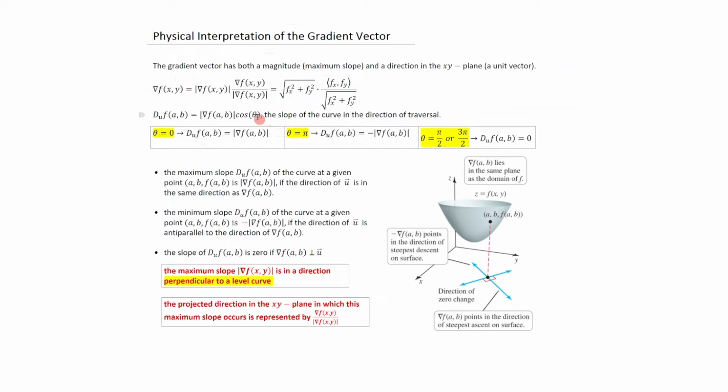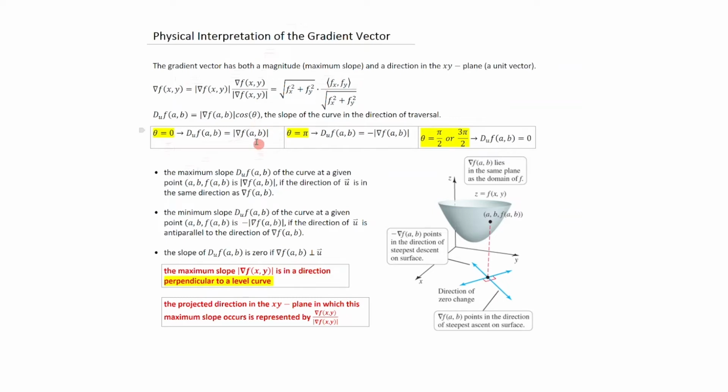So if theta is equal to 0, that means cos theta is equal to 1. That means the unit vector is lining up with the gradient vector. And if you do that, then the slope that you obtain is in fact the magnitude of the gradient vector. So that restates what we had said earlier, that the gradient vector points in the direction in which you obtain the maximum slope. Why is that? Because cos theta reaches its maximum value when theta is equal to 0.